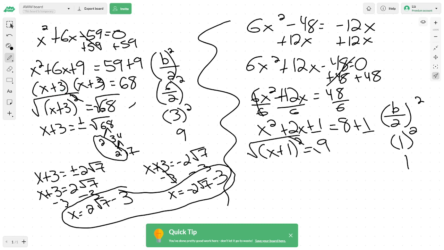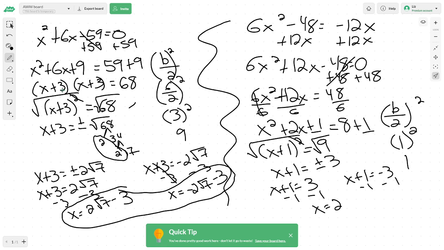Take the square root, plus or minus 3. So x plus 1 equals positive 3, or x plus 1 equals negative 3. So x equals 2, x equals negative 4.